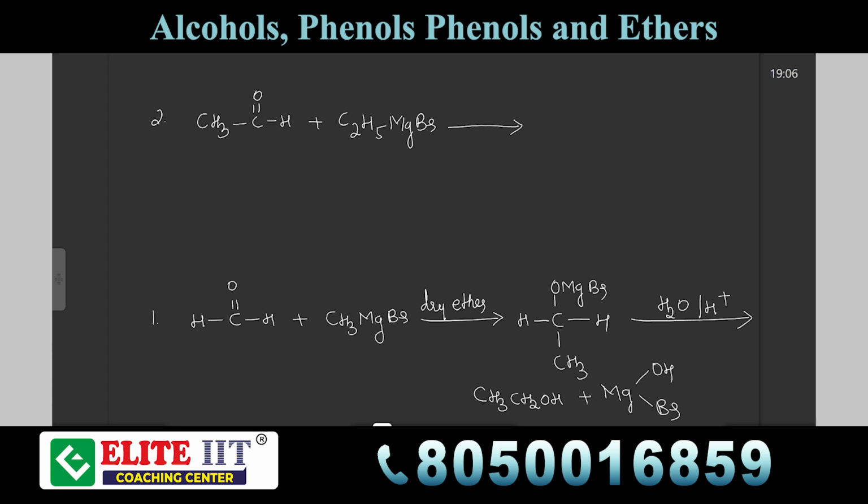Same mechanism. This is a primary alcohol. The carbon to which the OH group is bonded, you have two hydrogens here. Right? If you have two hydrogens, it is called a primary alcohol. Mention that. Dry ether, so that you get here CH3, CO, MgBr, and then here it is hydrogen. Here you get C2H5, subjected to hydrolysis.